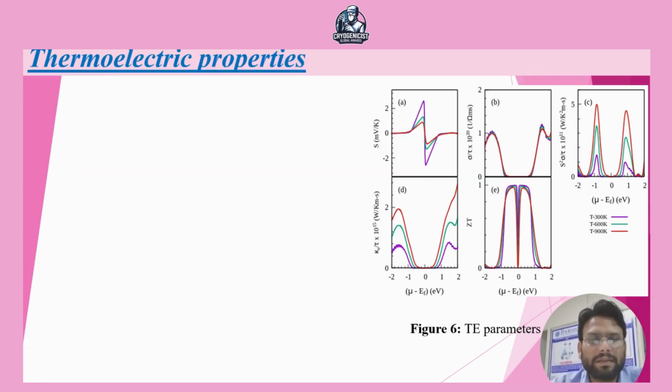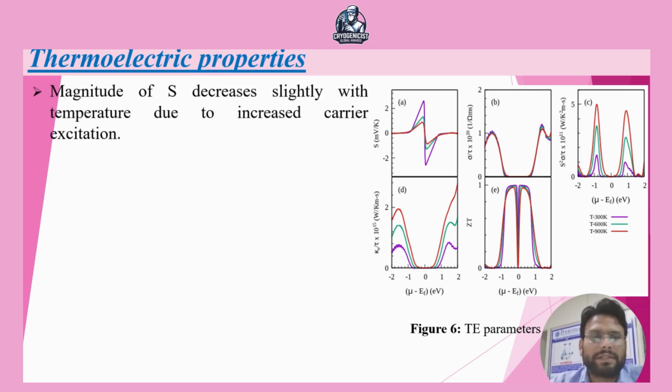This curve you are seeing here is the variation of thermoelectric parameters with chemical potential. In figure A, we have plotted the Seebeck coefficient. Figure B is plotted for electrical conductivity. Figure C is for power factor. D is for thermal conductivity, which is contributed by electrons only. And E curve is for the figure of merit of these materials.